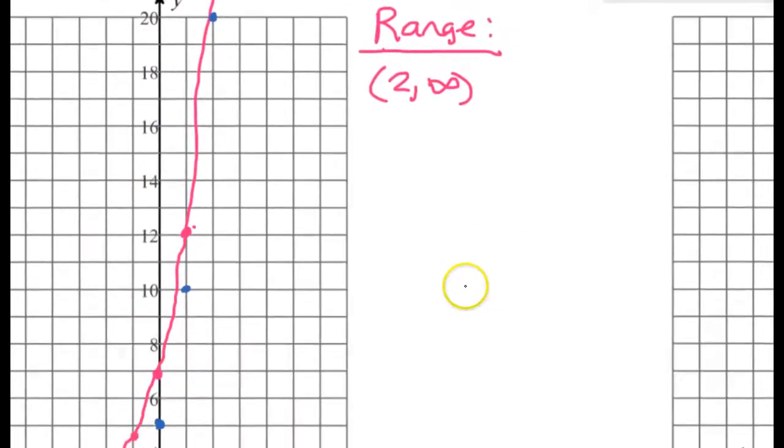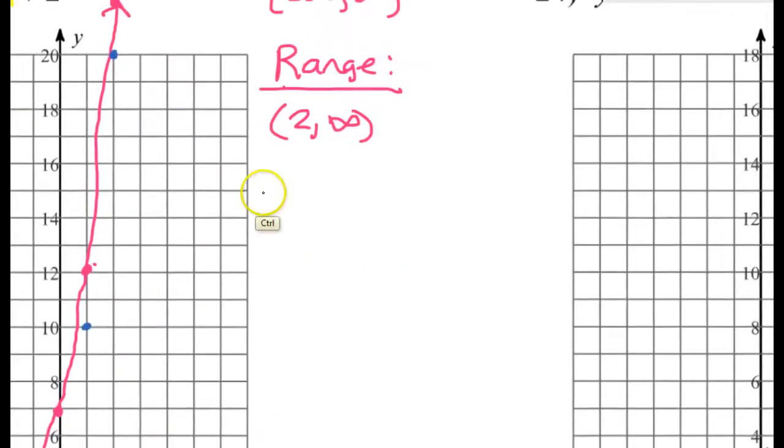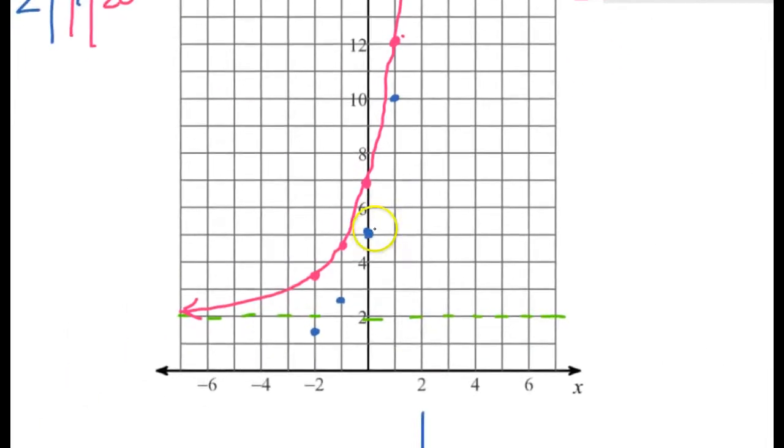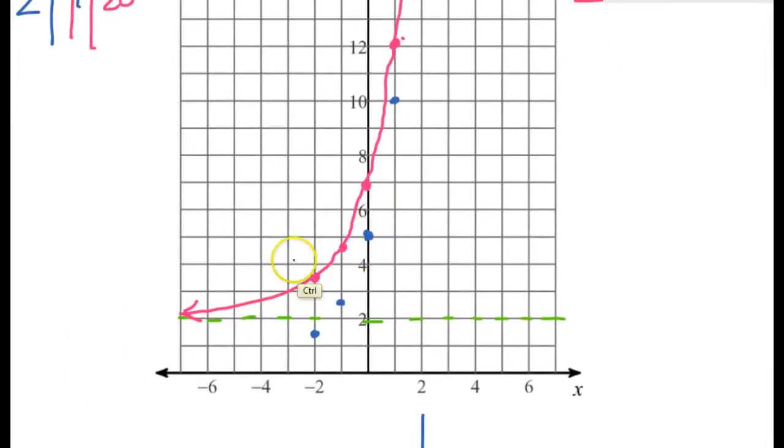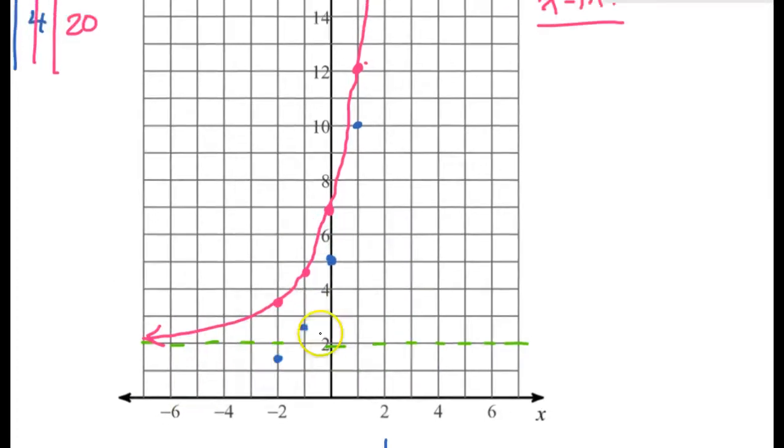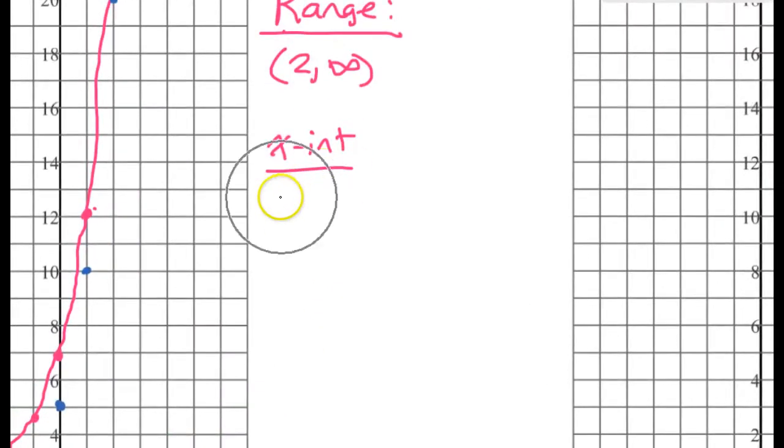Okay, so now we need the x and y intercepts. What do you think about the x-intercept? Is there an x-intercept? Right, there won't be, because it doesn't touch, it doesn't go down that far. So for the x-intercept, we're just going to say none.